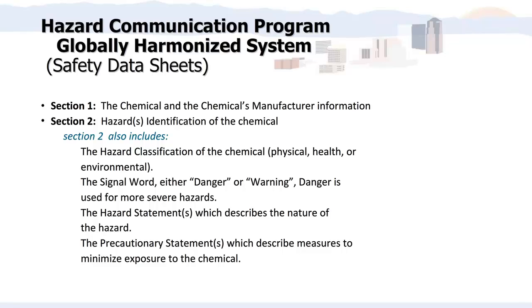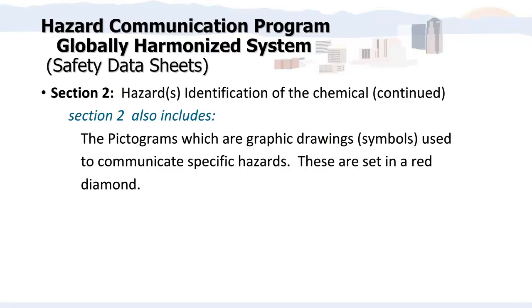Section 2 has the hazards of the chemical. Section 2 also includes the hazard classification of the chemical, the signal word, which is either danger or warning, where danger is used for more severe hazards, a hazard statement which describes the nature of the hazard, and the precautionary statement which describes ways to minimize exposure to the chemical. Section 2 also includes the warning drawings or pictograms.